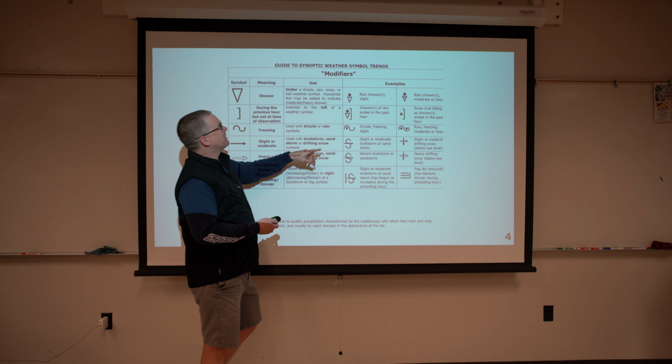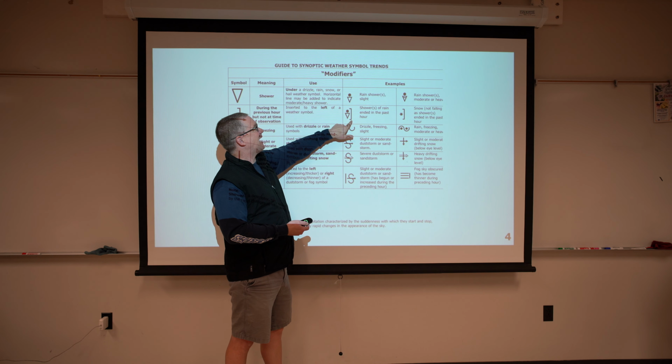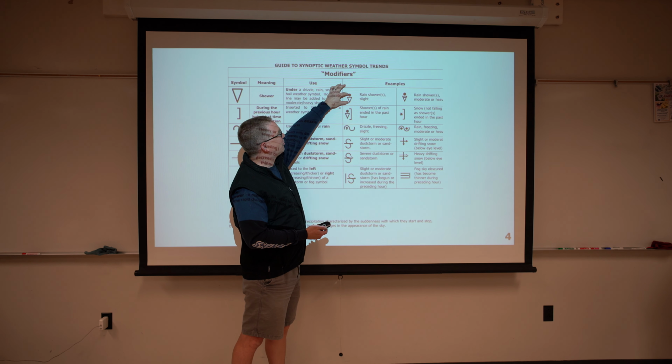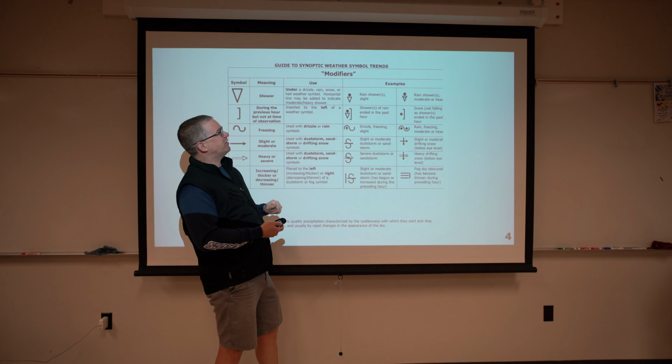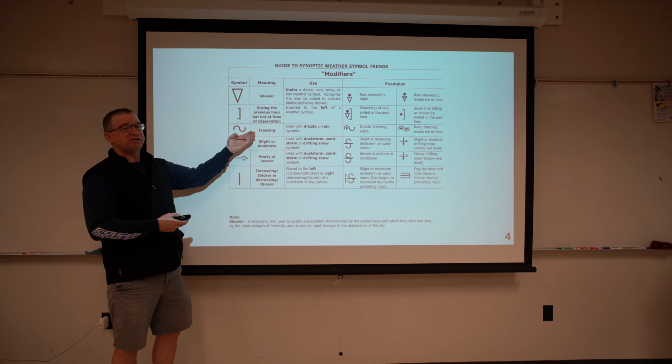So for example, if we take our rain shower symbol here, and we put a bracket next to it, that means rain shower within the last hour, but not at time of observation. Right? So you're combining your shower, your rain, and your during the previous hour symbol. Things like that. This little squiggly line here means freezing precipitation.